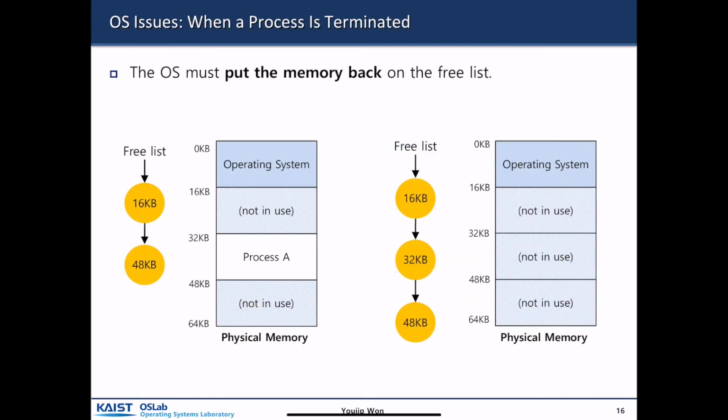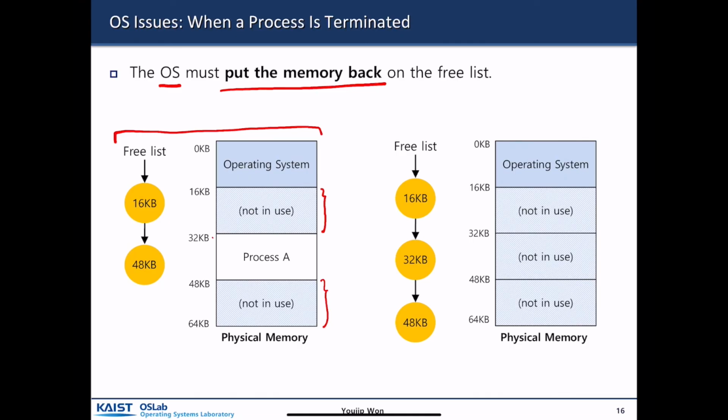The second issue is to reclaim the memory space that has been used by the process when the process terminates. The operating system must put the memory back on the free list when the process terminates. Let's look at the example. At the beginning, there are two nodes in the free list, one of size 16 kilobytes and the other of size 48 kilobytes. Now process A terminates.